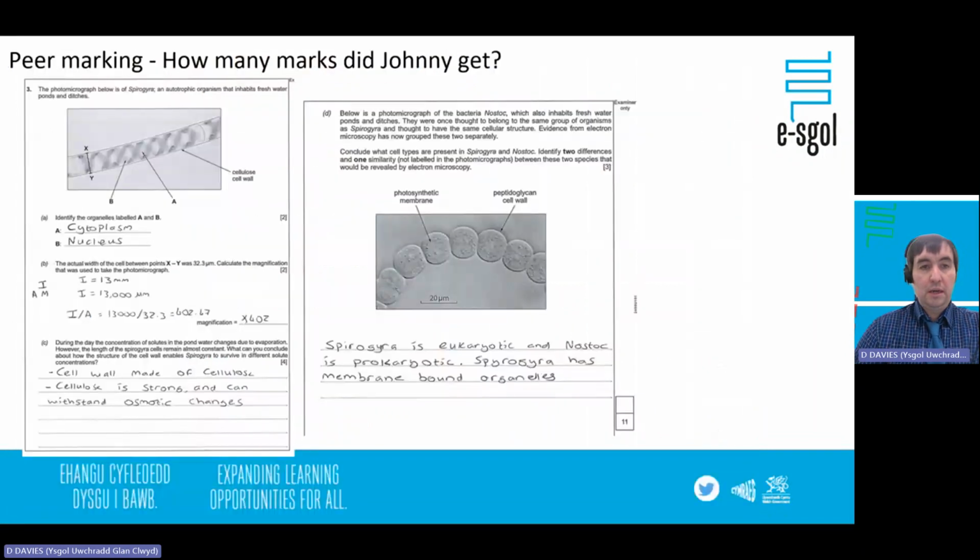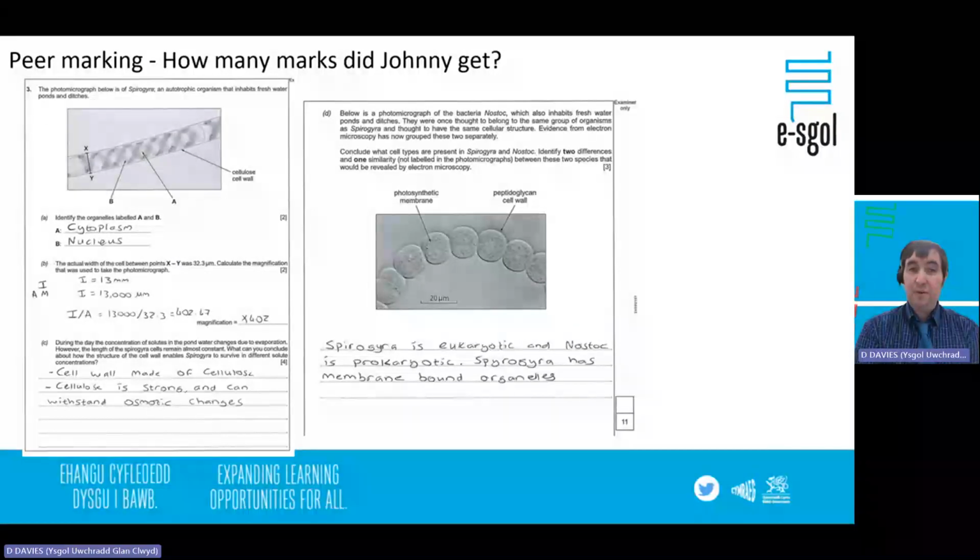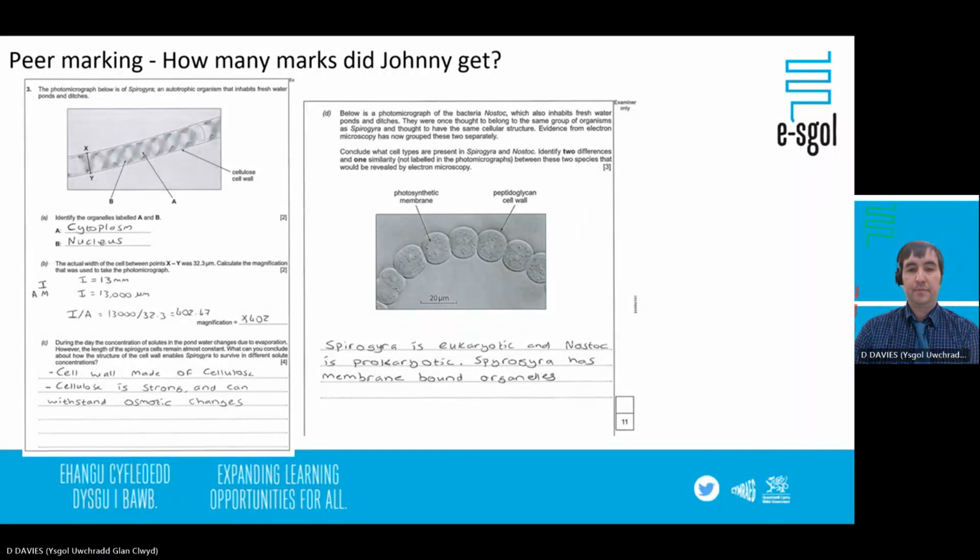So what we're going to do now is a bit of peer marking. I'd like you to have a look at this question and have a look at the answers that Johnny's written. If you'd like to scroll back in the video, you can find the mark scheme for this. I'd like you to try and tell me how many marks you think Johnny has got for that question, and then I will publish the actual marks he got.